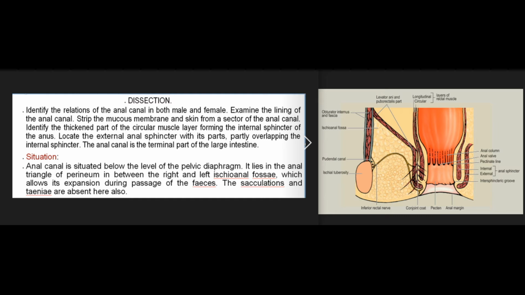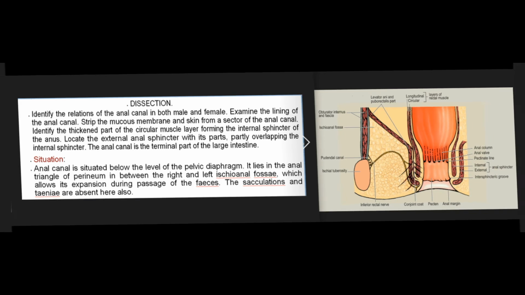The anal canal is the terminal part of the large intestine. Situation. Anal canal is situated below the level of the pelvic diaphragm. It lies in the anal triangle of perineum in between the right and left ischio-anal fossae, which allows its expansion during passage of the feces. The saculations and taeniae are absent here also.